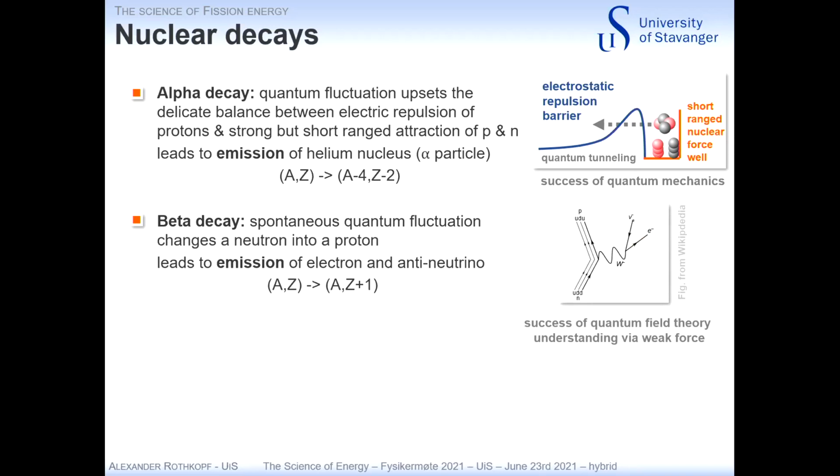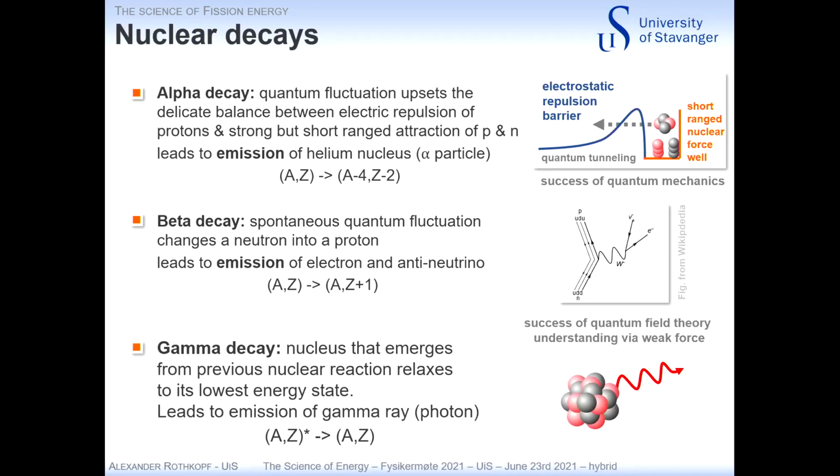And in this beta decay, one of those quarks that is a down type changes into an up type quark by interacting with what is known as a W boson that is associated with the weak force. And that W boson then decays into an antineutrino and electron. So this is one of the successes of quantum field theory that you study, say, in your master's course. Then there's gamma decay.